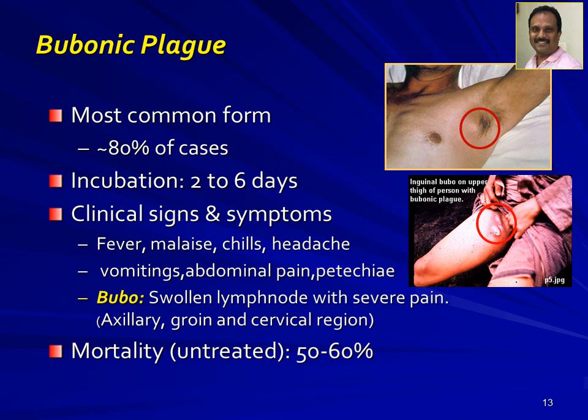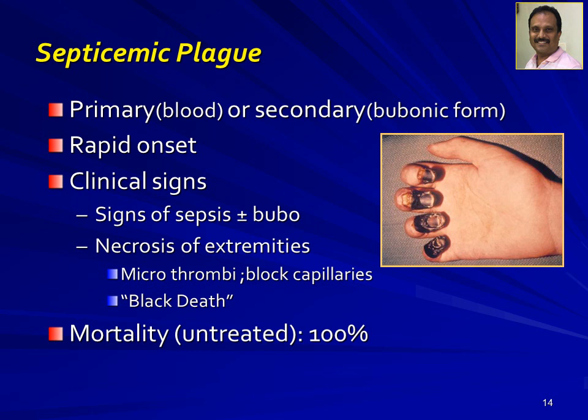And septicemic plague: if the bacteria directly enter the blood and cause disease, or it may be secondary from the bubonic form of the plague. This septicemic plague is very rapid in onset, and the clinical signs and symptoms are signs of sepsis with or without buboes. You can see buboes are nothing but the swollen, painful lymph nodes of that particular region.